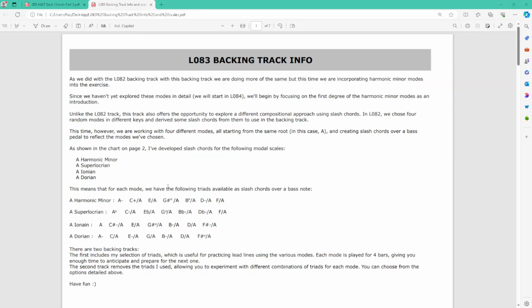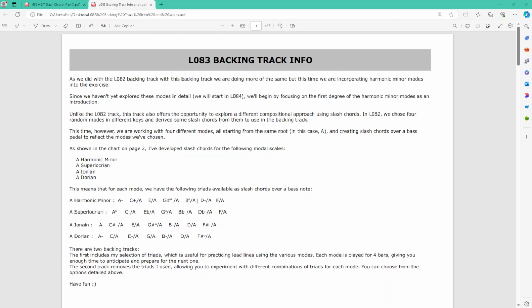This means that for each mode, we have the following triads available as slash chords over a bass note. So for A harmonic minor, I could have picked any of these triads over A. For A superlocrian, I could have picked any of these triads over A. For A Ionian, more of the same, and for A Dorian, more of the same.